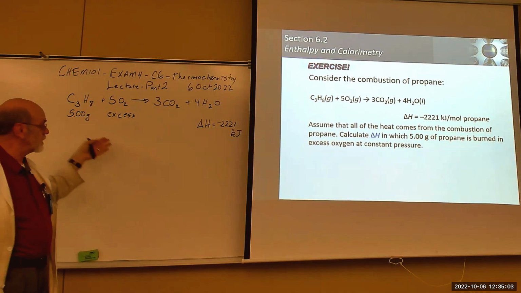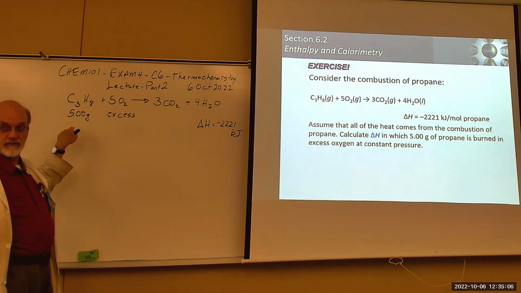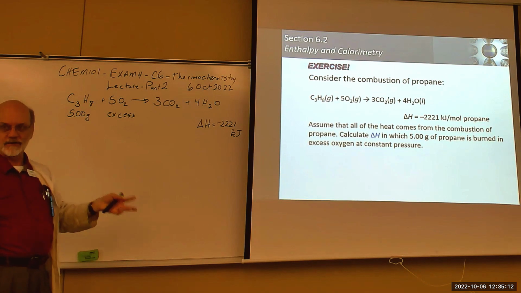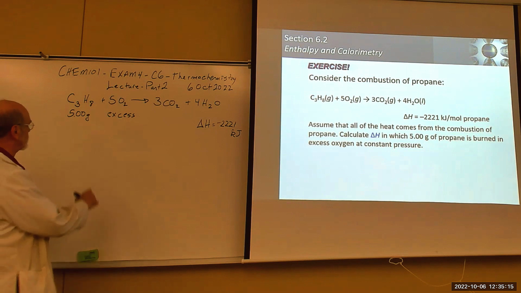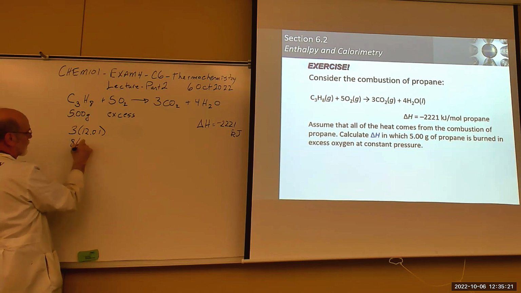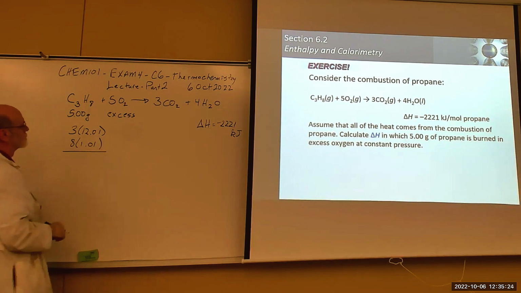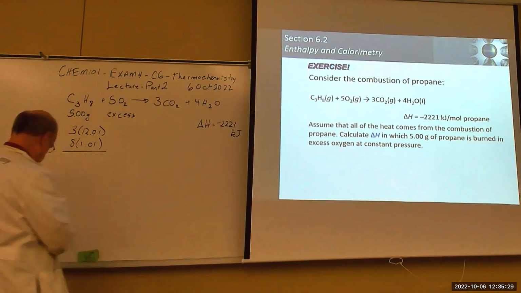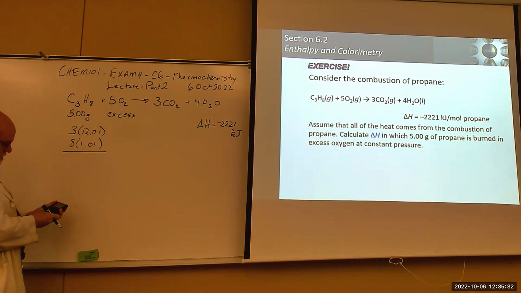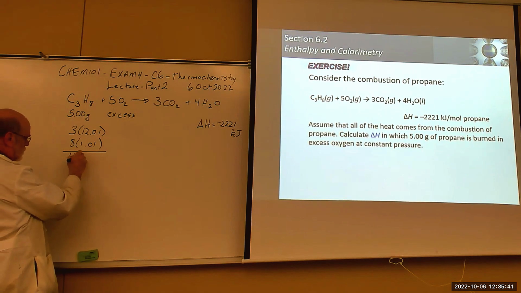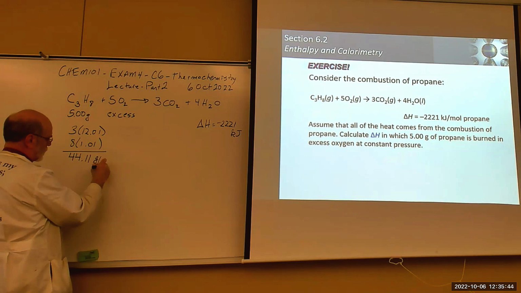Okay. In this case, it's per mole of that. So naturally, we need to figure out how many moles of propane this represents. We need to find that magic number, right? Molar mass. So we're going to do 3 times 12.01 for carbon and 8 times 1.01 for hydrogen. So that's 44.11 grams per mole.